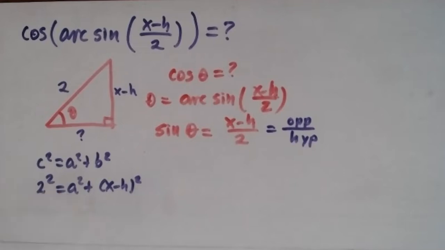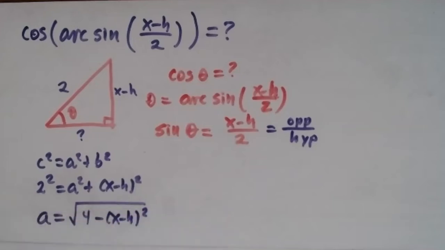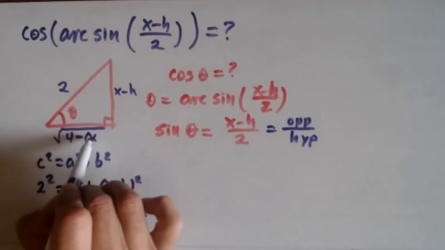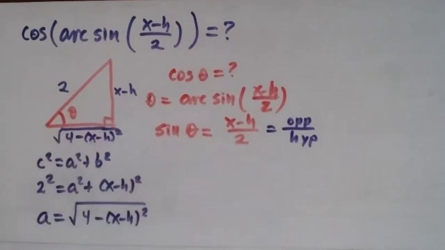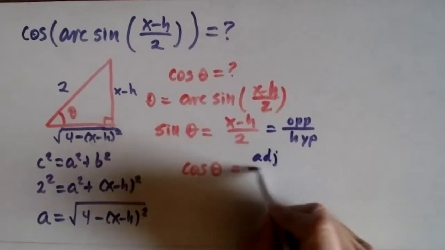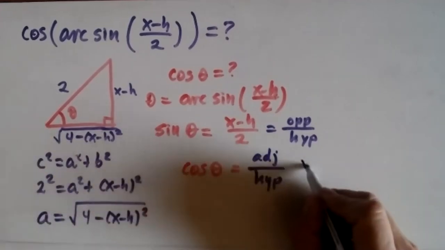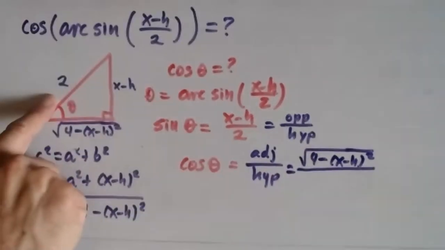Now I need to solve for the leg, a. a equals the square root of 2 squared, that's 4, minus (x minus h) squared. Now I know the expression: a is the square root of 4 minus (x minus h) squared. So that is my expression for this side. Now I'm ready to go. I need the cosine of the angle. The cosine is adjacent over hypotenuse. I read my triangle now. Adjacent is the square root of 4 minus (x minus h) squared, and the hypotenuse is 2. So I put a 2.